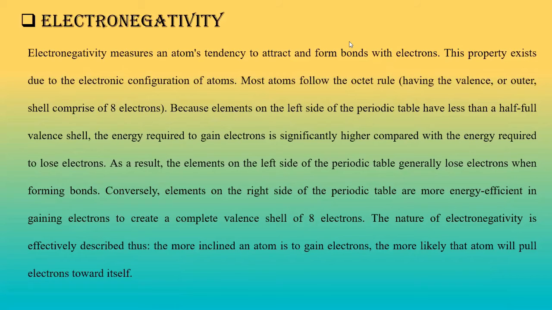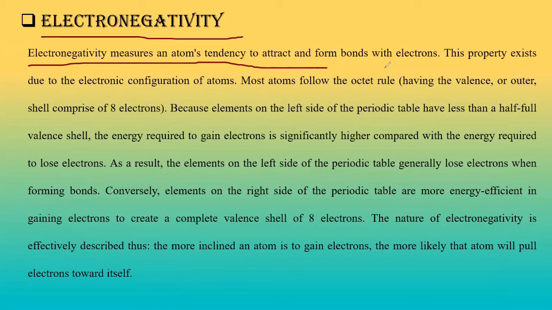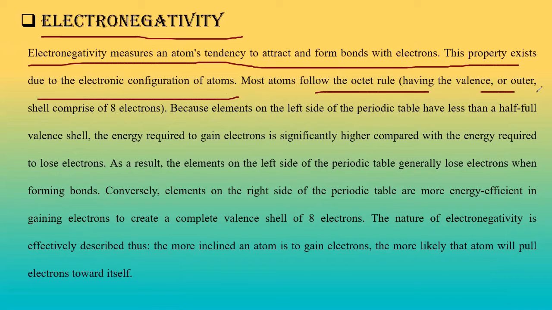Now our topic is electronegativity. This is directly connected with the term electron gain enthalpy. If an atom has the tendency to attract electrons, that means it has higher electron gain enthalpy, then it is electronegative. It measures the atom's tendency to attract the bonded pair of electrons towards itself. This property exists due to electronic configuration, right? It follows the octet rule.